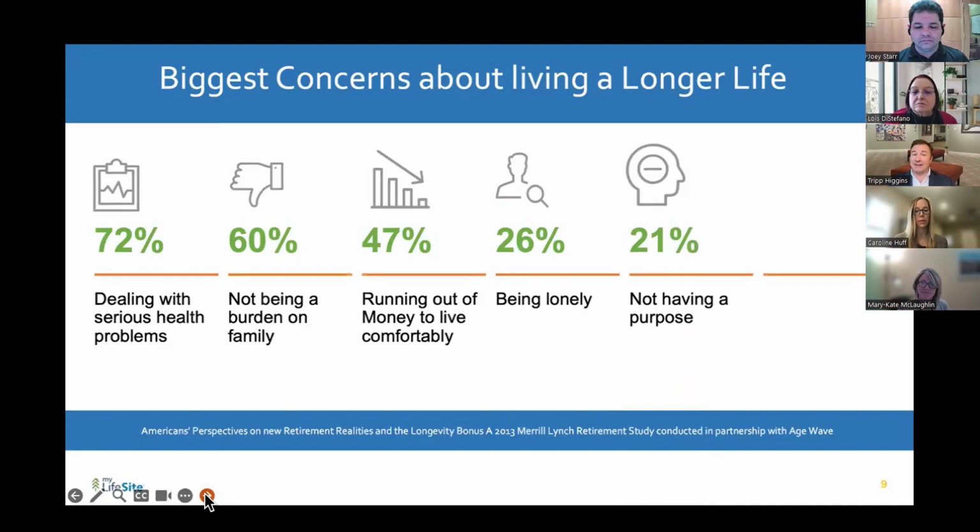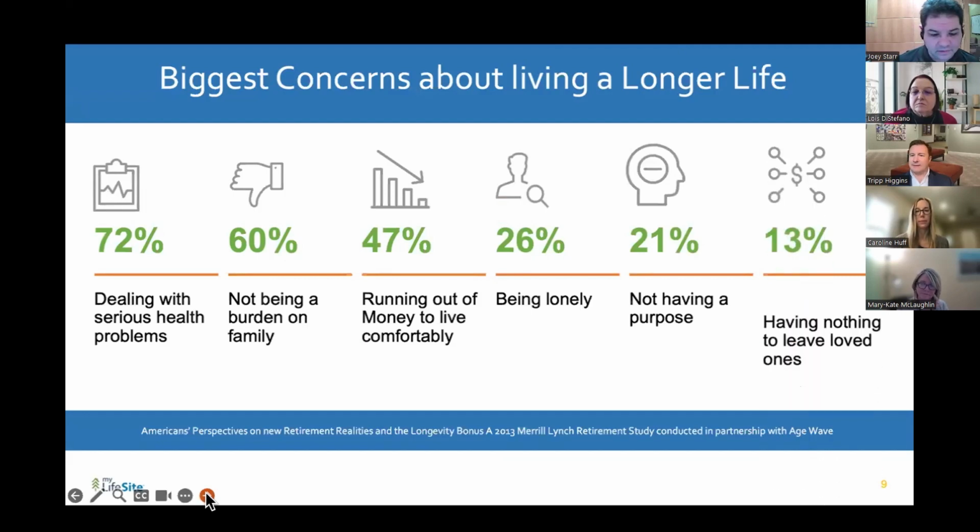Next, 21% not having a purpose. And certainly we find this pretty common when you retire, your structure is gone and you're not having to create that. You might have had a fantastic career and now finding ways to still be active and engaged and have a purpose is important. And then finally, not having something to leave loved ones.